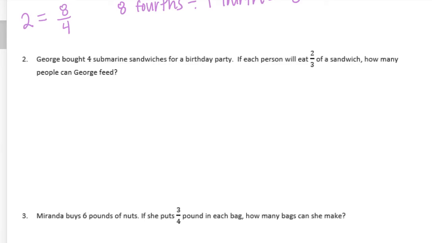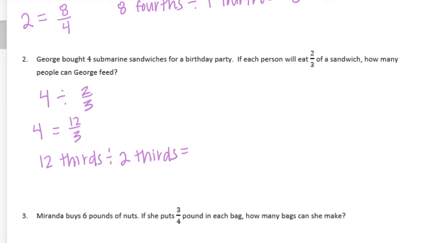Number 2. George bought 4 submarine sandwiches for a birthday party. If each person will eat 2/3 of a sandwich, how many people can George feed? Okay, so let's do it first without the tape diagram, and then I'll solve it with the tape diagram. So we have 4 sandwiches that we're dividing into 2/3. So if I change 4 into thirds, that would be equal to 12/3. And if I do 12/3 divided by 2/3, I would get 6.